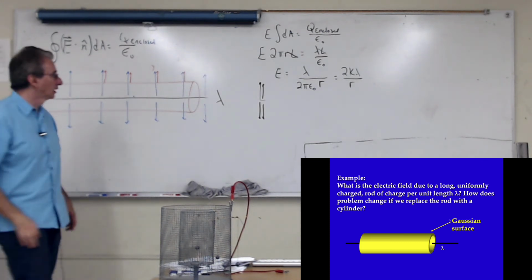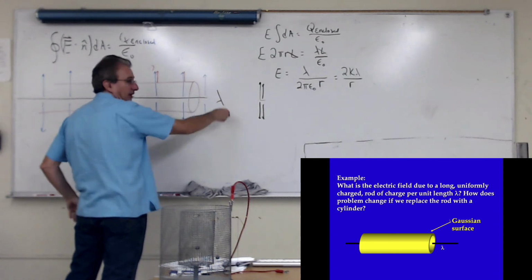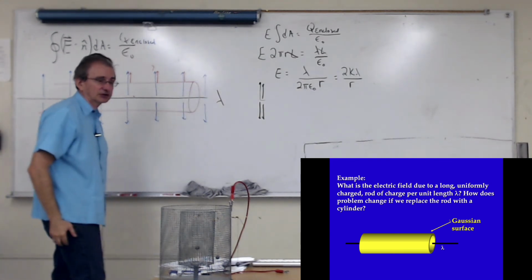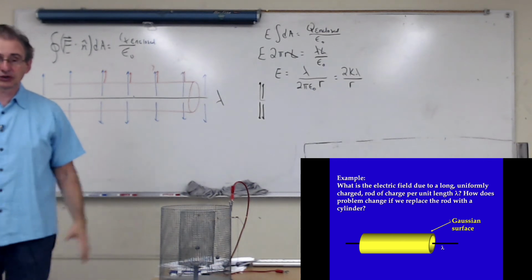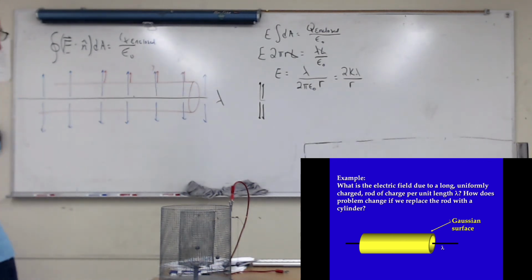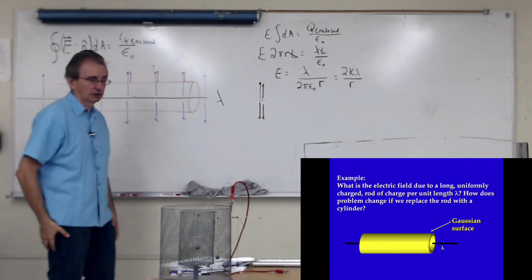The problem when you have a finite length wire is the field lines bend at the end, and some of the field lines are going to go through the cylinder. That makes the problem a lot more complicated. That's why we have to have the wire be long, so that no field lines go through the end here. So there's no effect on the edges.